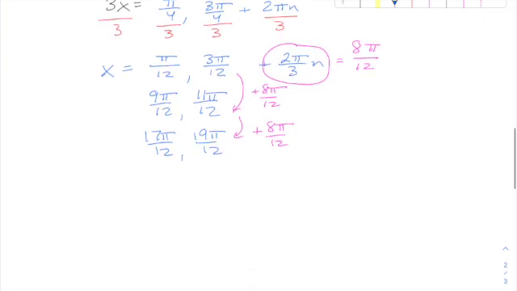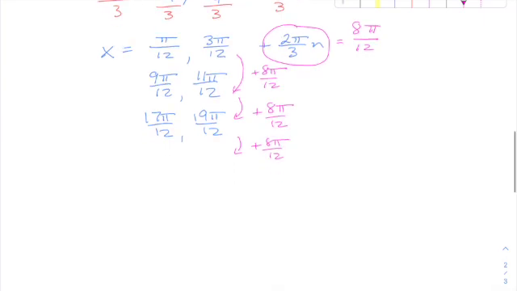And if you're thinking like, man, if I just keep adding it, I can keep getting infinite solutions. If you get a little carried away, notice if you add 8 pi over 12 again to 17 pi over 12, you'll get 25 pi over 12. But that is bigger than 2 pi. And same thing if you add that to 19 pi over 12, you're going to get something bigger than 2 pi. So you're outside of the interval.